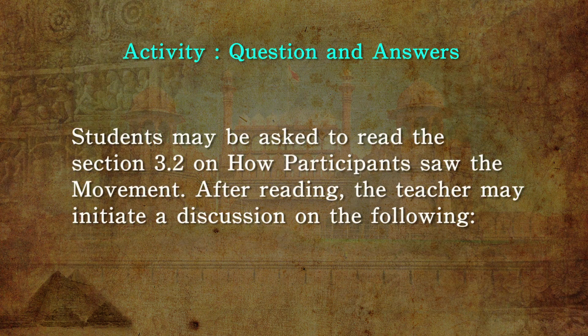If you recall, we had suggested this kind of an activity for the non-cooperation movement also. In this, the students may be asked to read the section 3.2 on how participants saw the movement. After reading, the teacher may initiate a discussion on the following. Which were the prominent social groups that participated in the civil disobedience movement? What were their aspirations? And why did they join the movement?